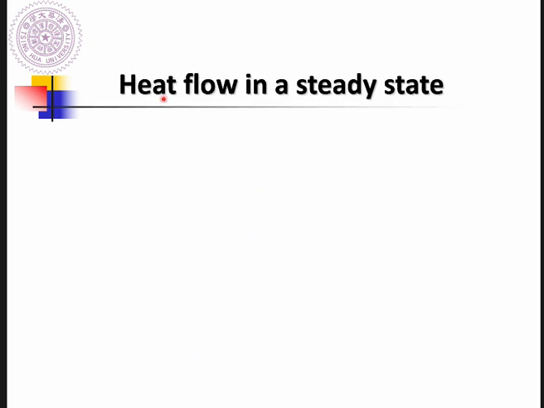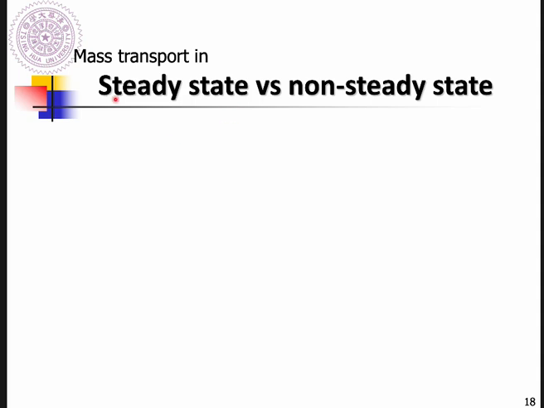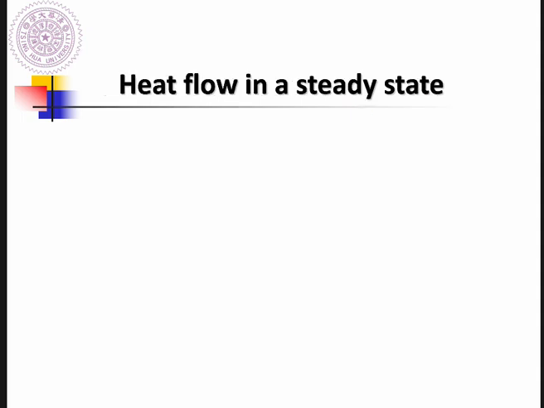So now I'm going to show you two steady state flow processes. The first one will be the steady state heat flow process. And the second one will be the steady state mass transport or mass flow process. And I also introduce the non-steady case for your reference. Okay, so let's move to the steady state heat flow process.